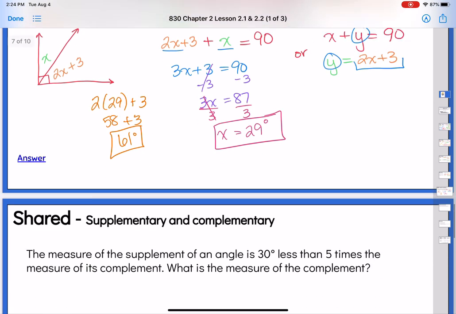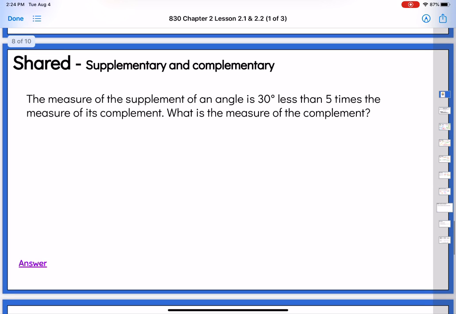That one was fine. Here's another one for you, and this one maybe kicks it up a notch. The measure of the supplement of an angle is 30 degrees less than 5 times the measure of its complement. What's the measure of the complement? All right. On this one, you have both the supplement and the complement. I will give you a hint. This is very difficult to draw the picture of, so don't feel like you need to draw the picture on this one. And you definitely need to define your variables. Why don't you pause and see if you can get this one?